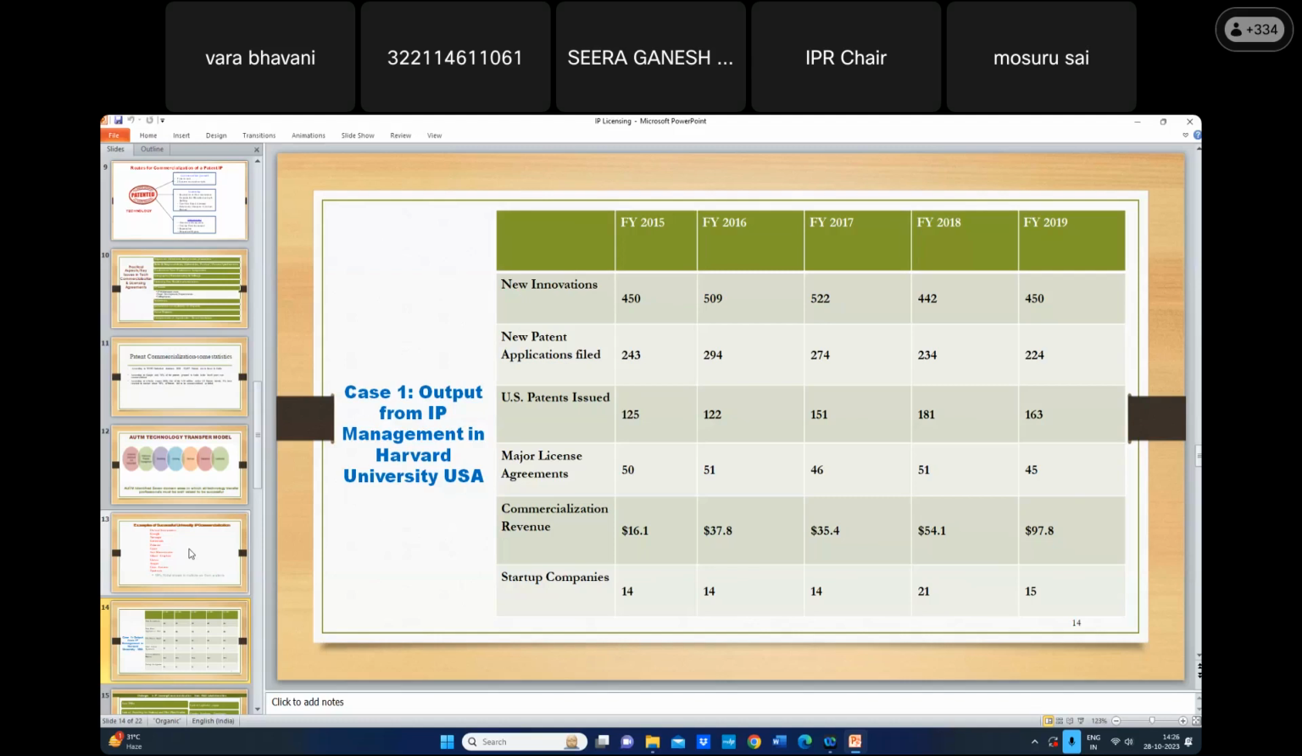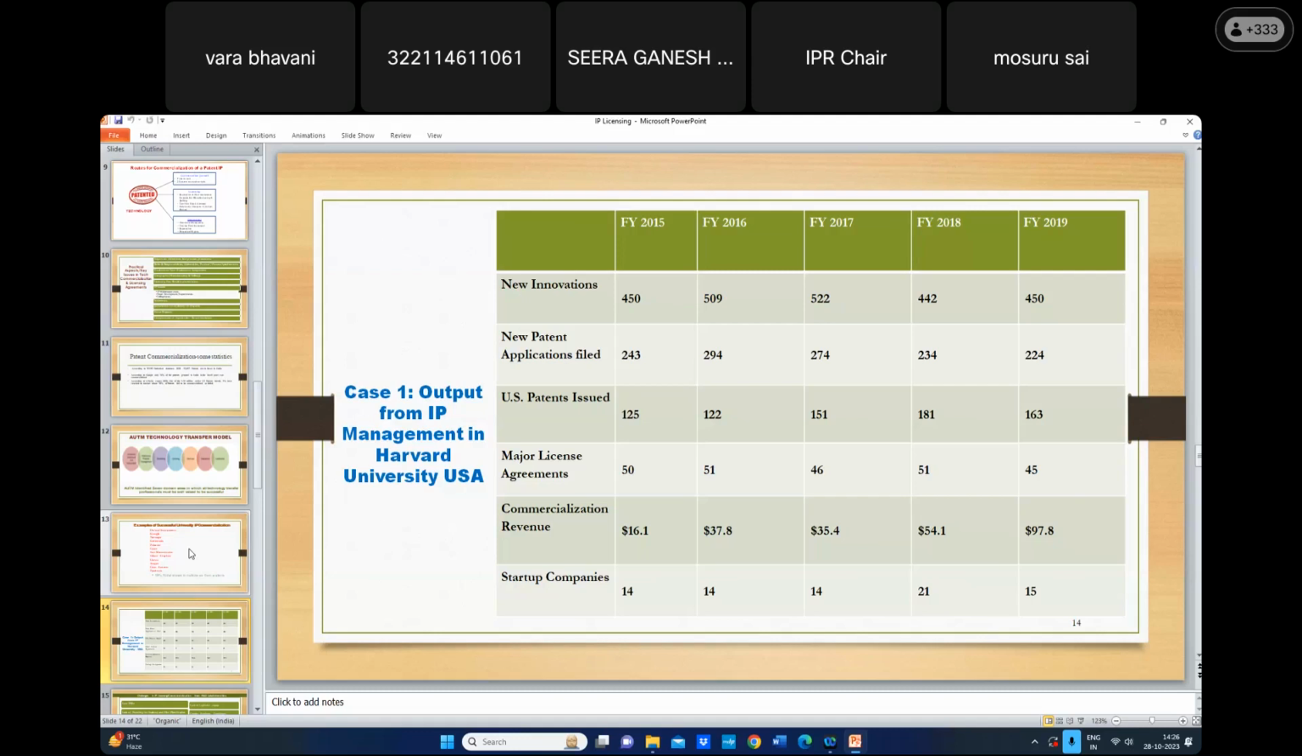Okay, 50% of the invention disclosures become patent applications, and out of that, around 50% become patents granted on a yearly basis. Then out of that, another 40 to 50% get licensed, in the form of IP licensing agreements. On an average, around 45 to 50 patents they are able to license.